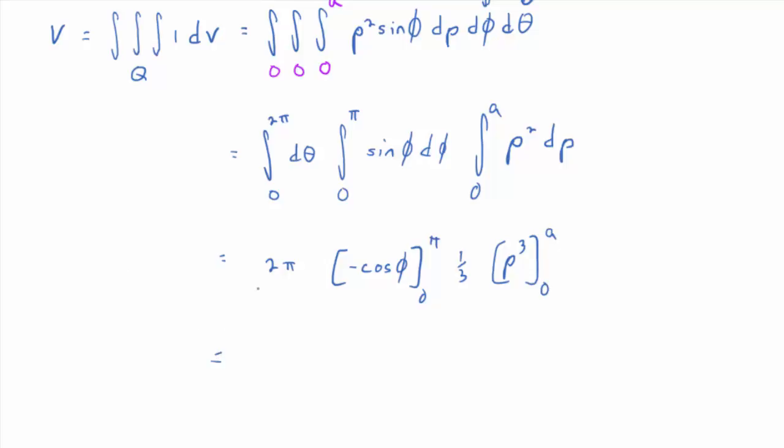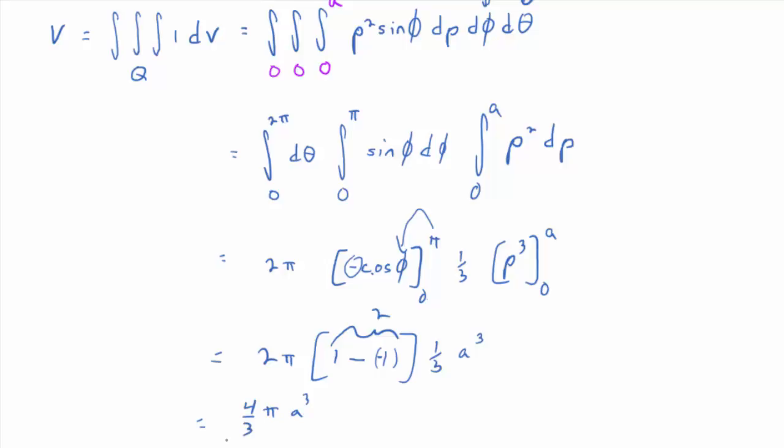So then 2 pi. Okay, what's the cosine of pi? Plug in the pi, get the opposite of negative 1, 1. Then minus, plug in 0, what do you get? You get 1, so minus 1, by the fundamental theorem. So 1 minus negative 1, because there's a negative built in. So you get 2 when the smoke settles. And then this guy is just 1/3 a cubed, right? So 2 times 2 is 4 pi a cubed. And then I'll put the 3 underneath the 4 because that's traditionally how it's written.